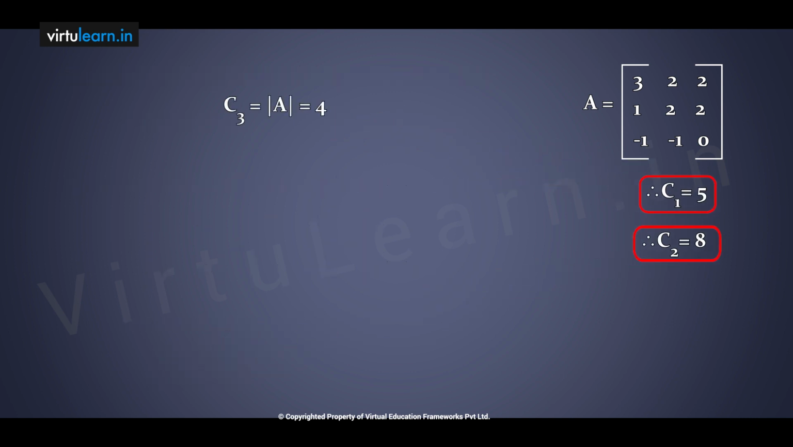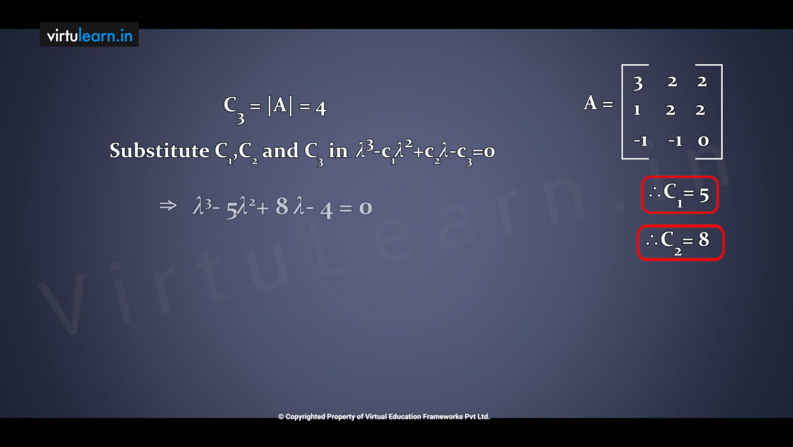C3 equals, the formula is, determinant of A. You enter this matrix in the scientific calculator. From that calculator, determinant of A equals 4. Directly we will get it. Now substitute all these values in the characteristic equation. After substitution, the characteristic equation becomes lambda cube minus 5 lambda square plus 8 lambda minus 4 equal to 0.